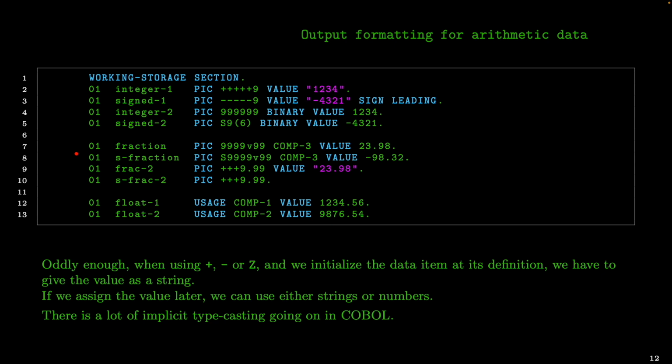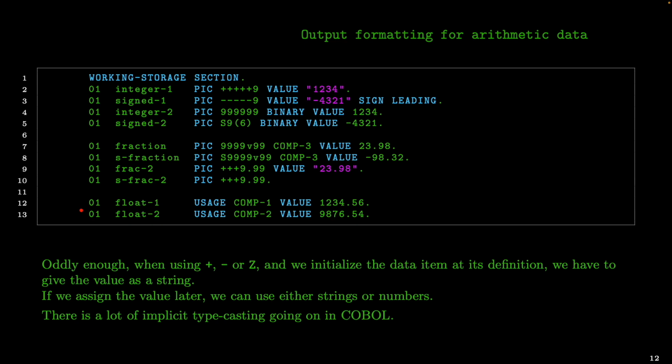I have my fractions again as packed decimals now, and I define more fractions by using the period for the decimal digit, and I use the plus sign to suppress leading zeros, but do print the sign. Finally, I have my 2 floating point numbers, but nothing has changed here.